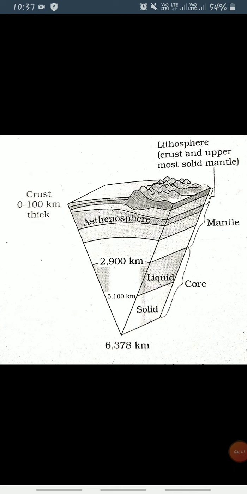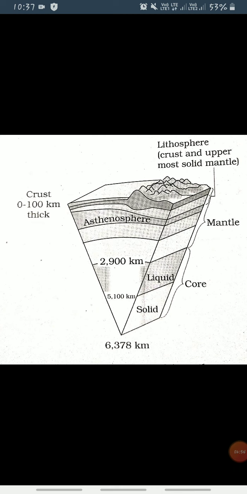And come to the next layer, which is mantle. The portion of the interior beyond the crust is called the mantle, or we can say the middle part between the crust and the core is called mantle layer. The mantle extends from Moho's discontinuity to a depth of 2900 kilometers. We can divide it into two parts, the upper layer and the lower layer.